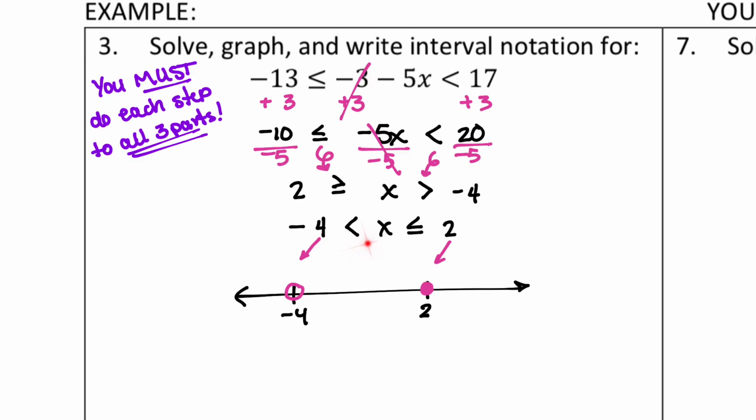Okay? Between the x and the 4 is not equal to, so it's open. Between the x and the 2, it is equal to, so it's closed. Because x is between these two, your graph is between these two. Look how easy that is. -4, 2, open at 4, closed at 2.